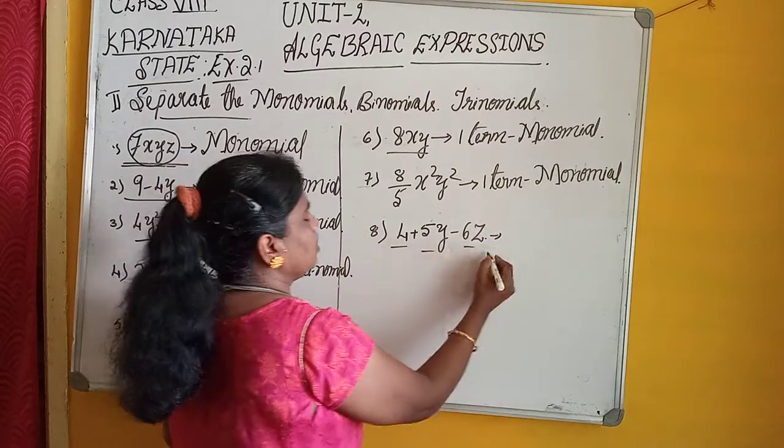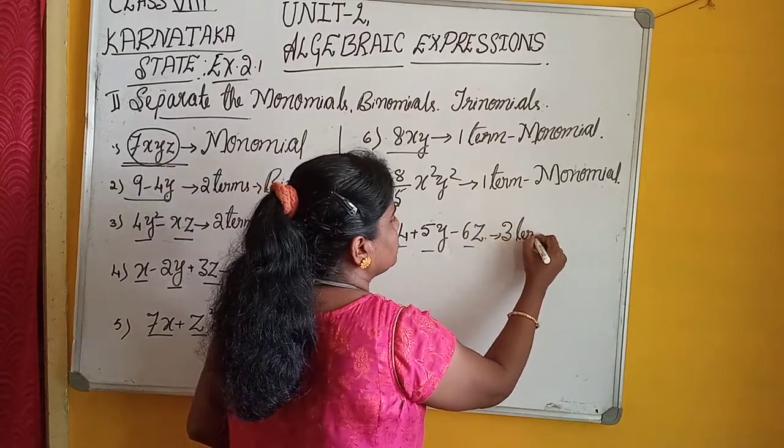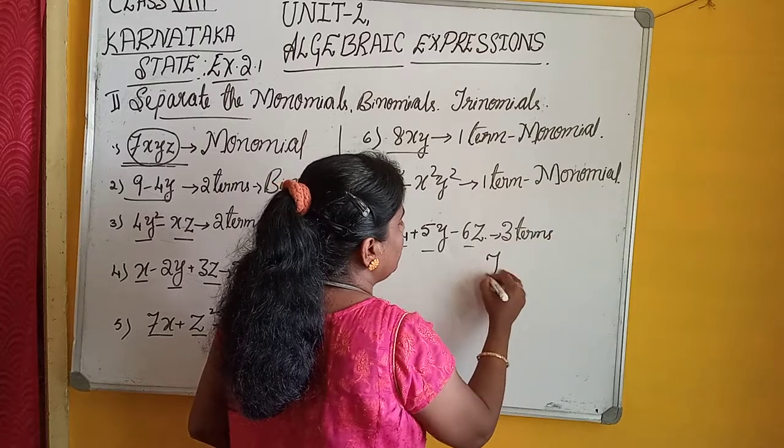Here, 1, 2, 3. Three terms. Three terms means trinomial.